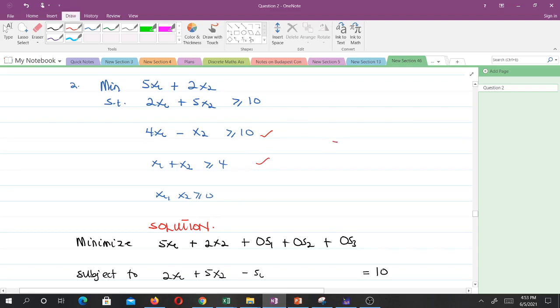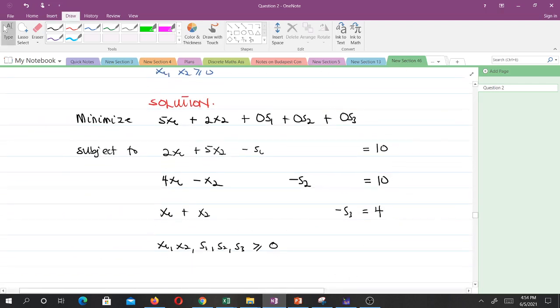We have to change the greater than or equal to into equal to. Since it is greater than or equal to, we do this by subtracting surplus variables from our constraints. And that will change the greater than or equal to into equal to. So this is how it will be: minimize 5x1 plus 2x2 plus 0s1, 0s2, 0s3. Remember we said both the surplus and slack variables have an objective function coefficient of 0.